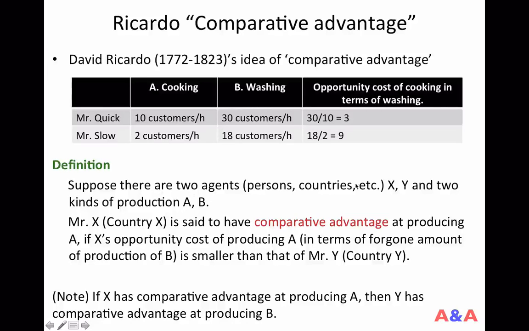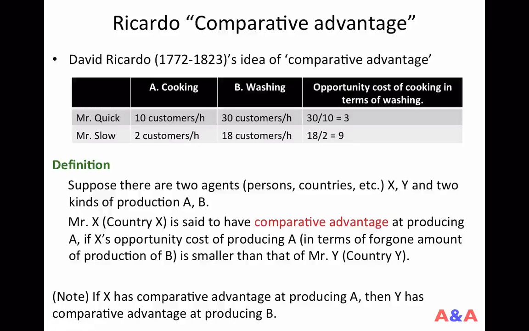Suppose there are two agents, X and Y. They can be persons, companies, countries, whatever. In our example, it's Mr. Quick and Mr. Slow. Suppose also that there are two kinds of production, A and B. In our example, it's cooking and washing. Mr. X, or country X, is said to have comparative advantage at producing A if X's opportunity cost of producing A in terms of foregone amount of producing B is smaller than that of Mr. Y or country Y.